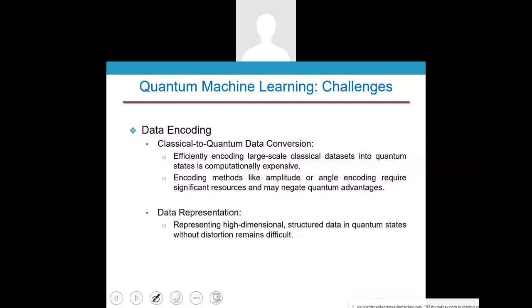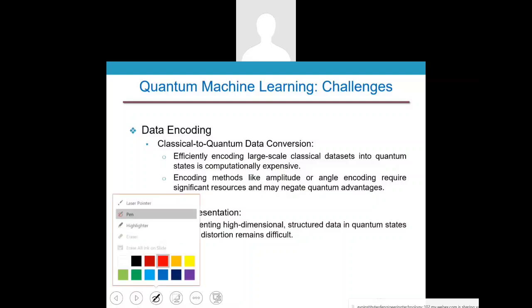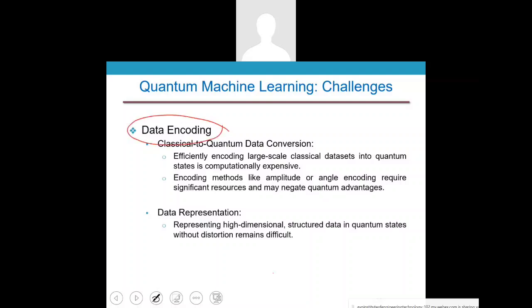Okay, the next one, the data encoding challenge. Why encode? You have classical data, you want to shift it to quantum data, and then supply that quantum data as an input to your model. This conversion is one major challenge. Efficiently encoding large-scale classical datasets into quantum states is computationally expensive. You can work on this also. This is also an open research problem.